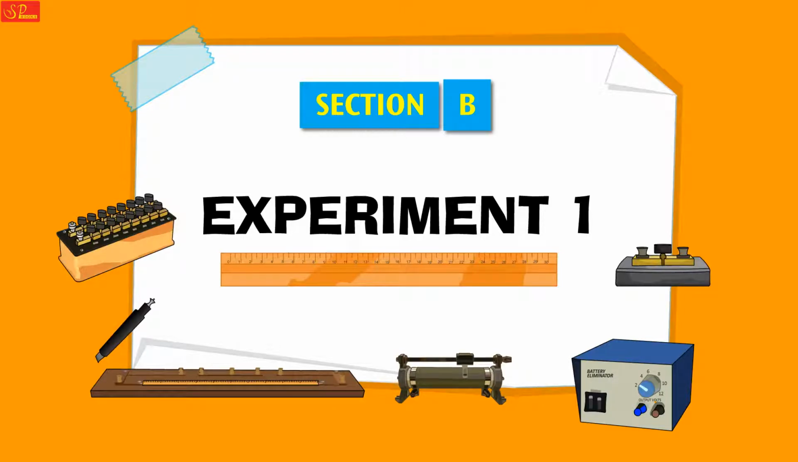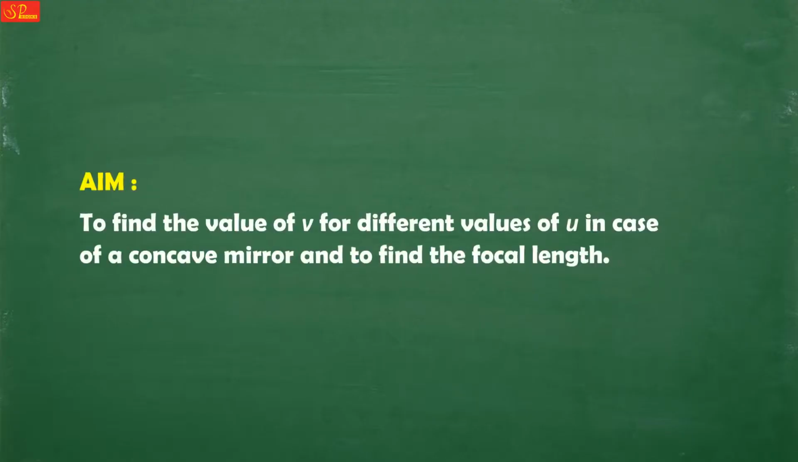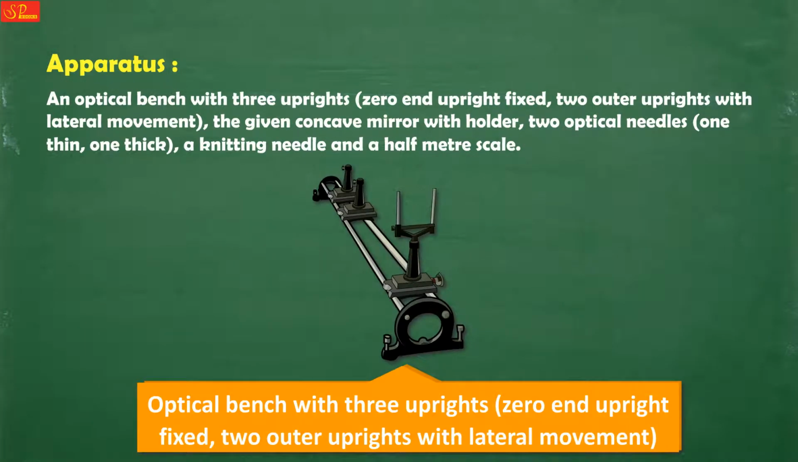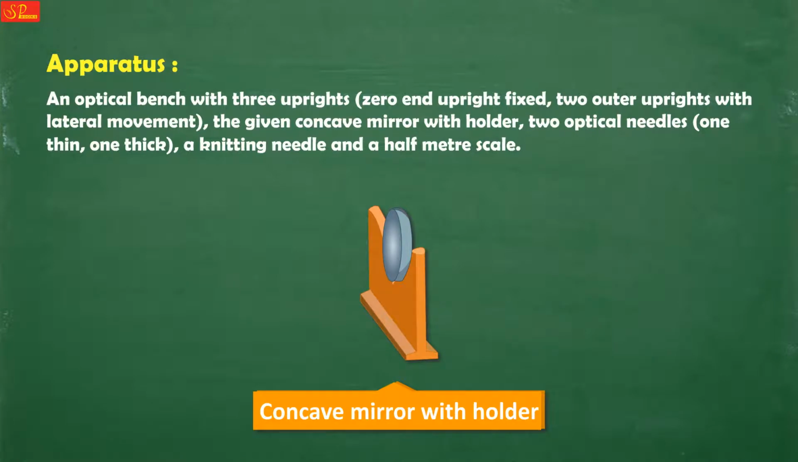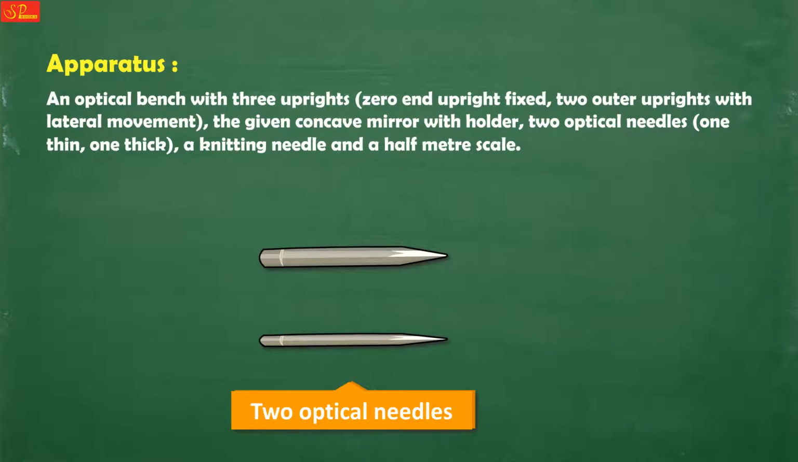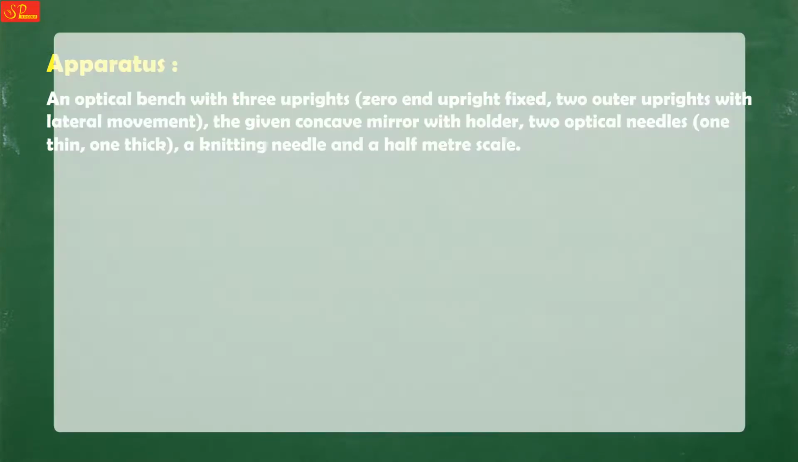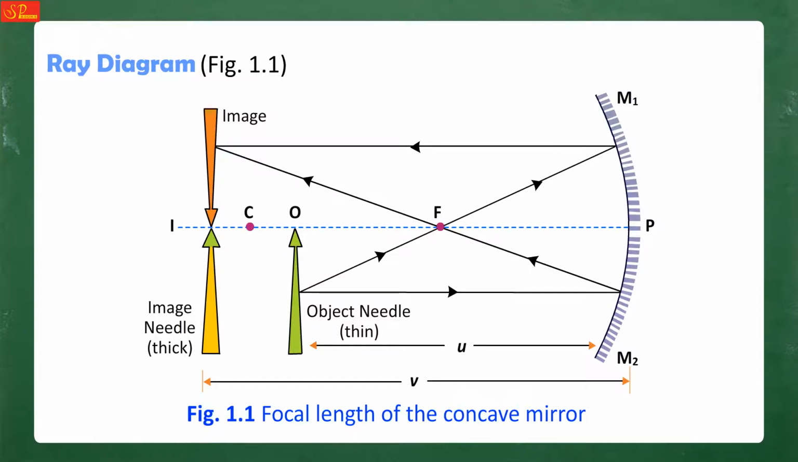Chapter 1 Experiment. Aim: to find the value of v for different values of u in case of a concave mirror and to find the focal length. Apparatus: an optical bench with 3 uprights, 0 and upright fixed, 2 outer uprights with lateral movement; the given concave mirror with holder; 2 optical needles, one thin, one thick; a knitting needle; a half meter scale. Ray diagram: Figure 1.1, focal length of the concave mirror.